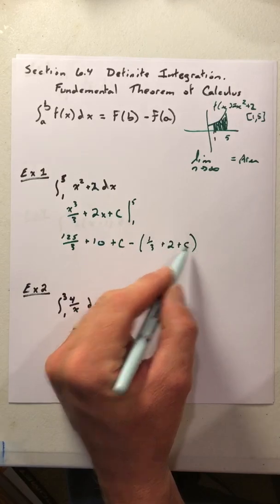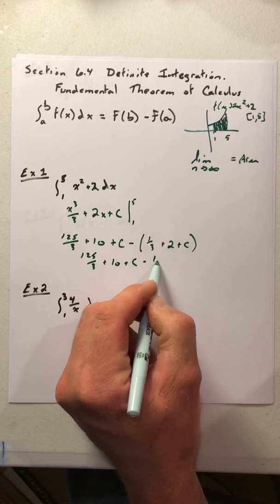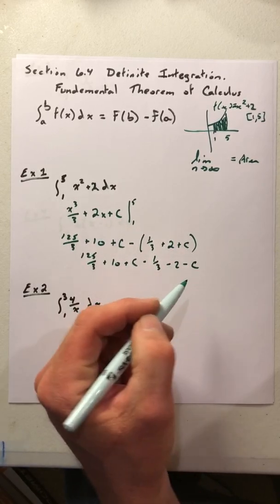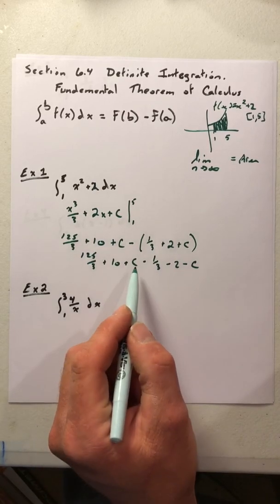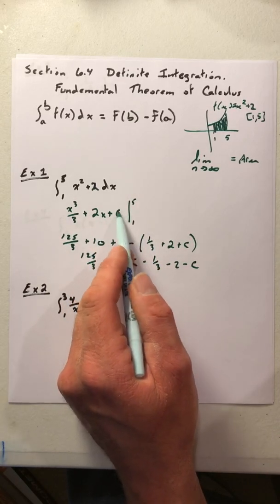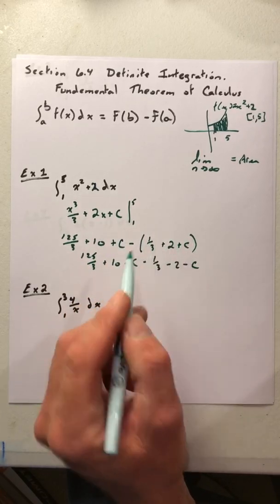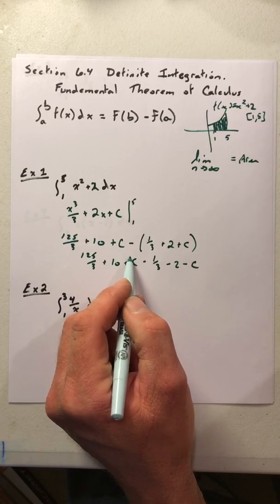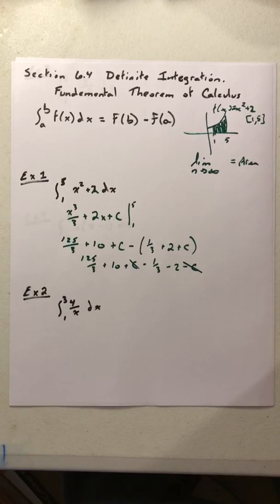Simplifying this, I can multiply that negative through. So I get 125 thirds plus 10 plus c minus 1/3 minus 2 minus c. Now we've talked about this c value before being very fluid. But notice this c, when we plugged in the 5, there was no x with it. And when I plugged in 1, there was no x with it. So this c value is actually the same. It's a constant c value. So c minus c is going to cancel out. So I get 125 thirds plus 10 minus 1/3 minus 2.